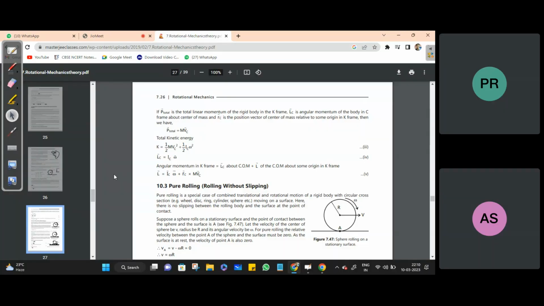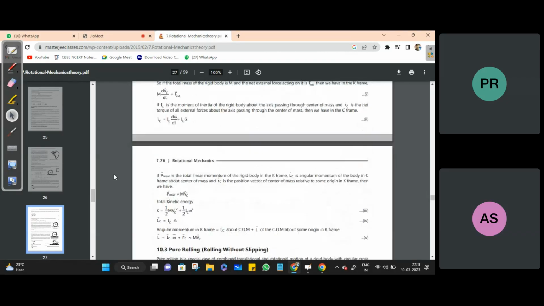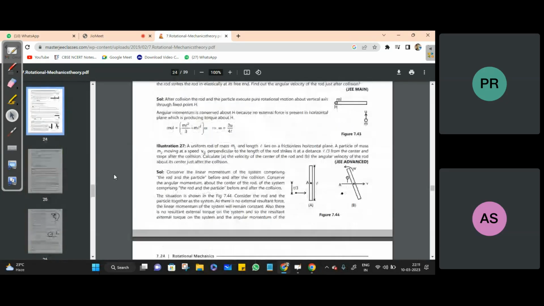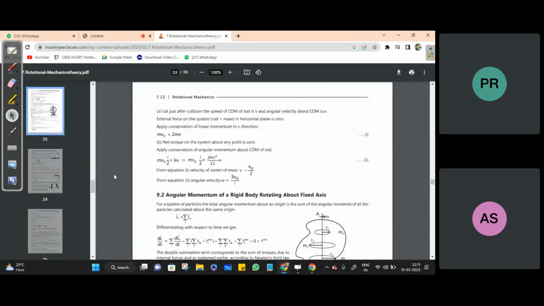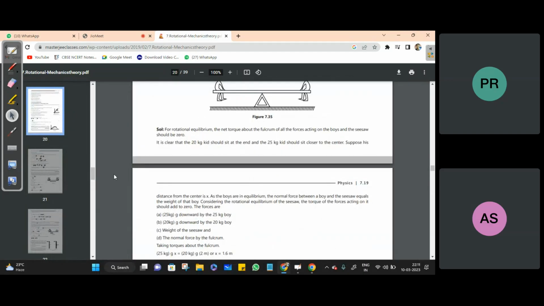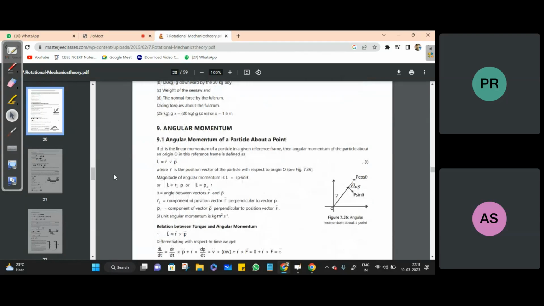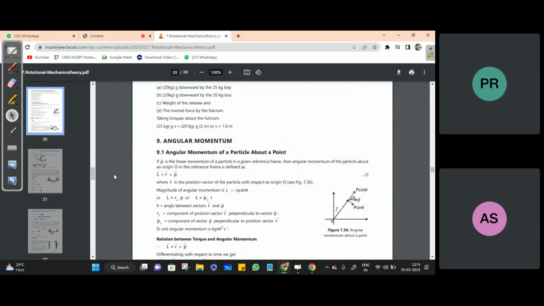Till which topic in rotational motion have we completed? Sir, we have completed moment of inertia. That's all. Okay, so let's continue from after moment of inertia. We skipped the collision topic. Yes, sir, collision we skipped.